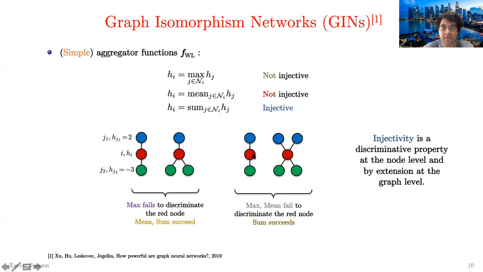But also if you use the mean value over the neighborhood, it will be the same for these two graphs. So again, you will not be able to differentiate these two graphs. So max and mean are not injective, but sum is injective. Okay, so the sum operator will be the important operation here. And here we can see the problem at the node level, but injectivity is something that if you have it at the node level, then you will also get it at the graph level.